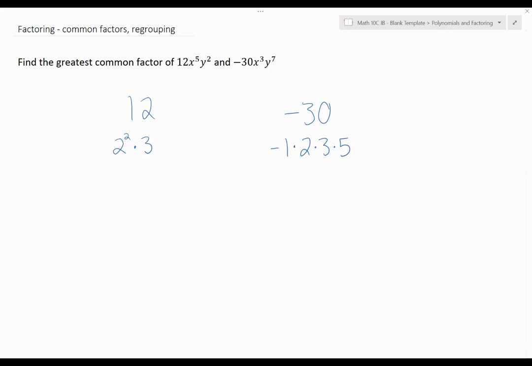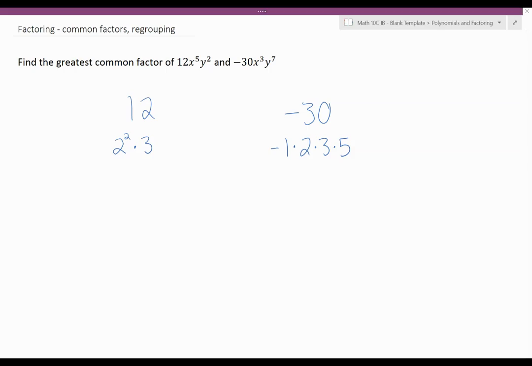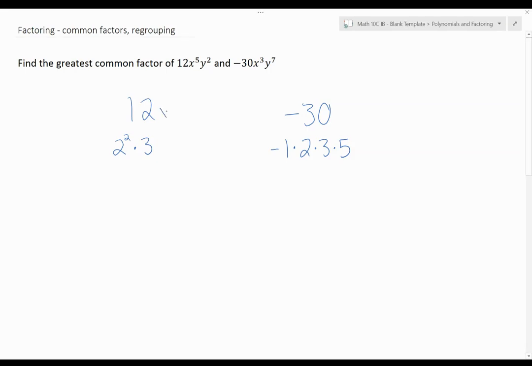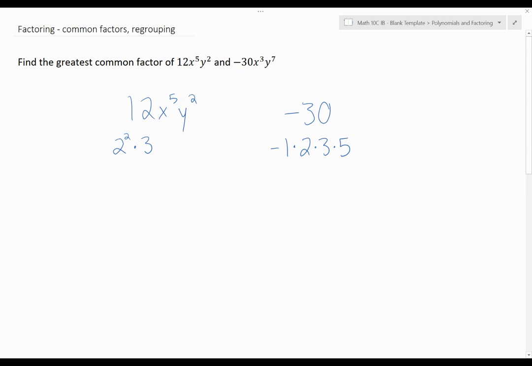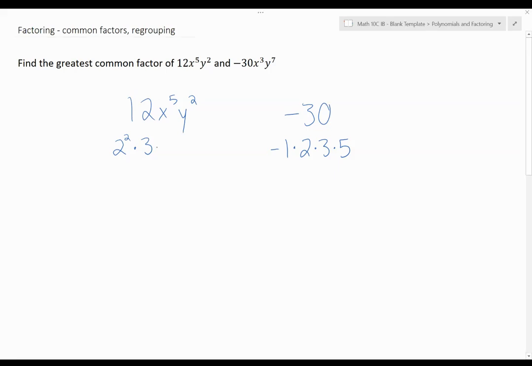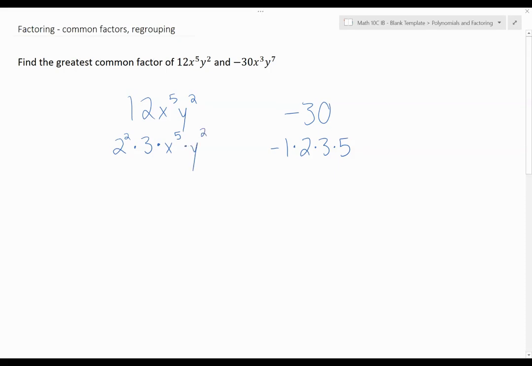And now if I consider that I'm also working with variables, I could consider each of these variables, x and y, to be their own prime numbers. Now they might not be prime numbers, but as far as I can tell they are, so they're sort of indivisible. So the overall factorization I could consider to be 2 squared times 3 times x to the power 5 times y squared, where x and y are separate factors, and negative 1 times 2 times 3 times 5 times x cubed times y to the power of 7. Now remember, the greatest common factor was the product of all the factors that these have in common.